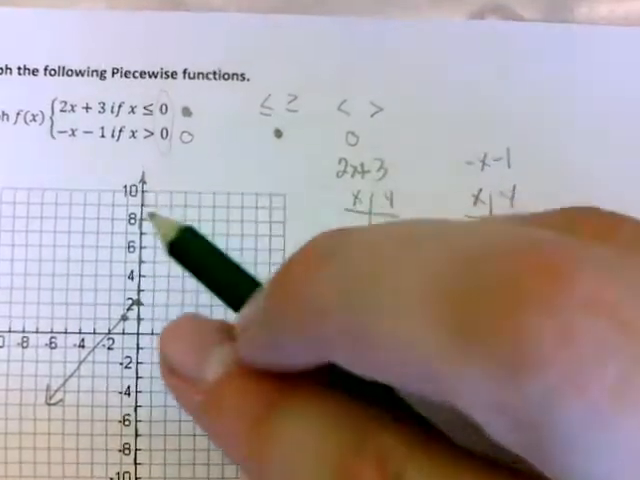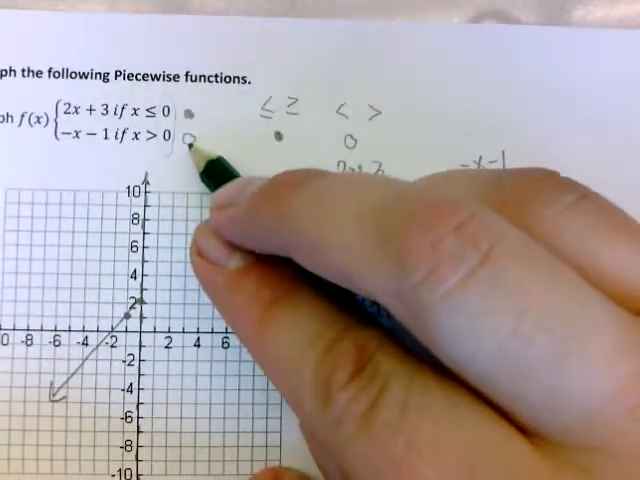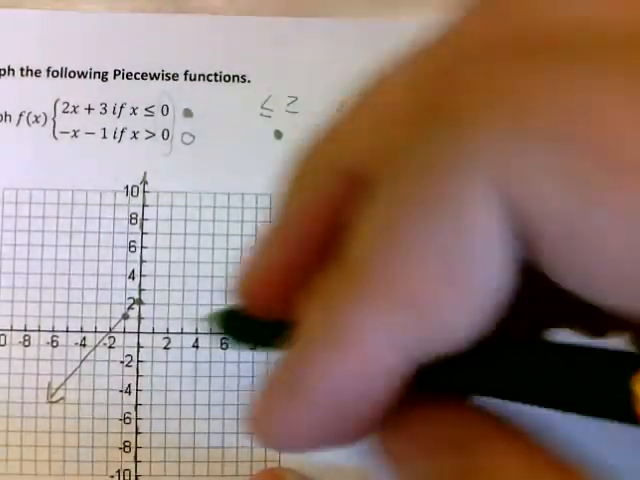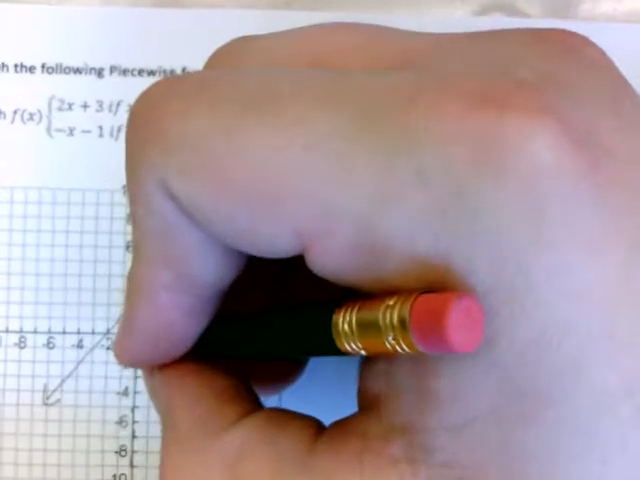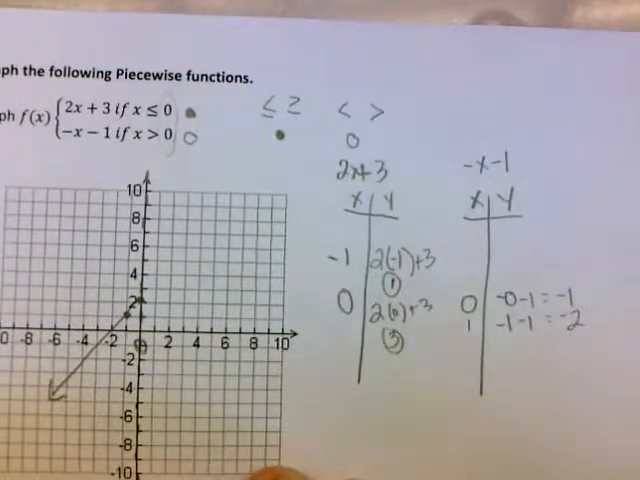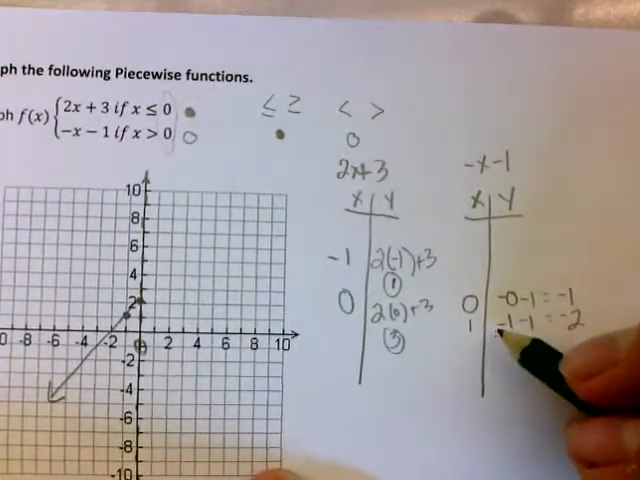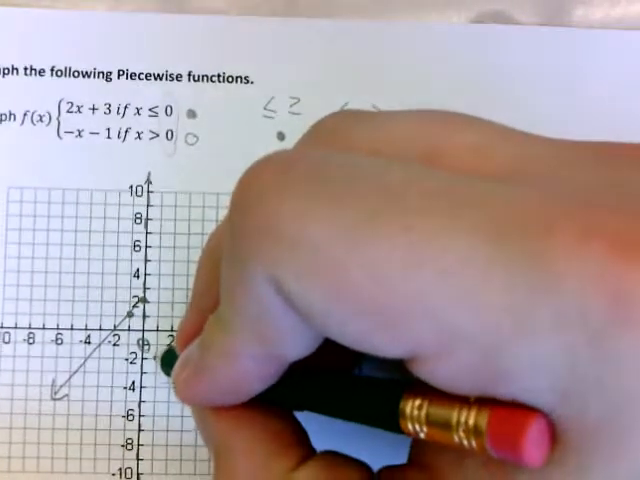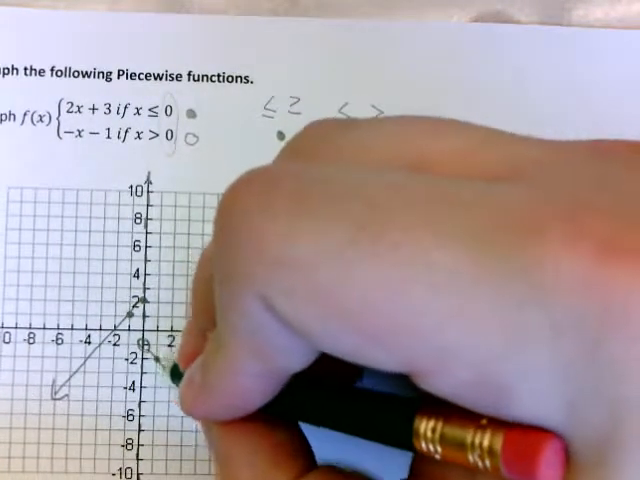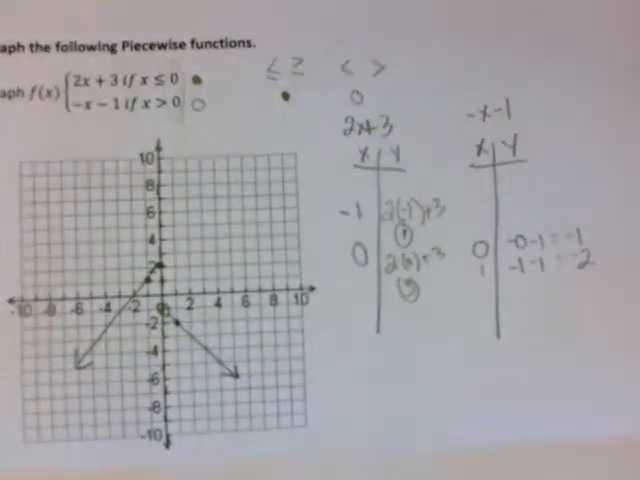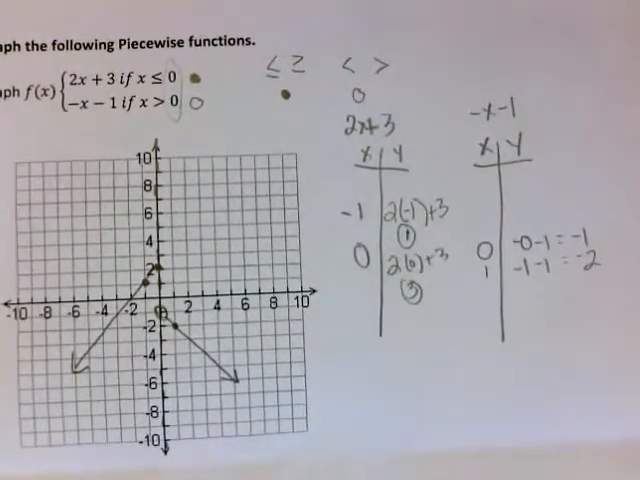Once again, because it's on the line of change, we're going to use an open dot at 0, negative 1. The rest of them are going to be closed dots. So 1, negative 2, closed dot. Connect the two dots. And there you go. That is what's known as a piecewise function.